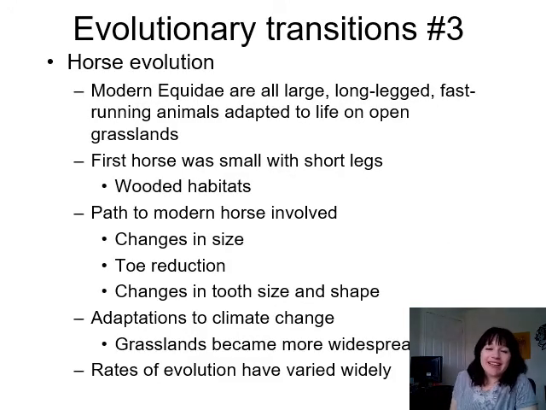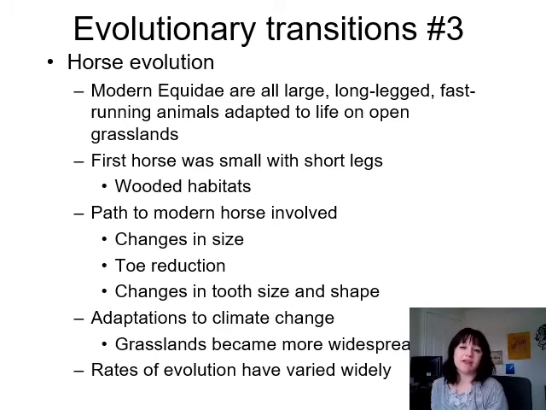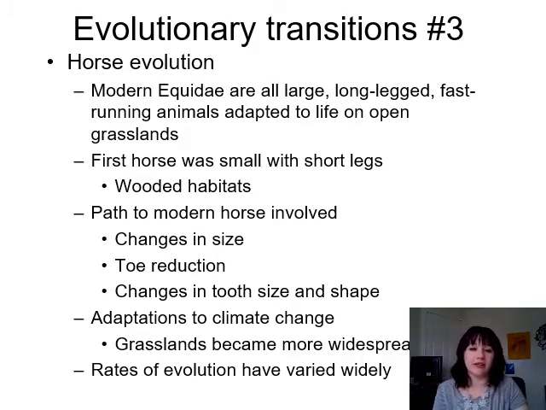So let's look at an example of horse evolution. This is a good example in which you could think that evolution occurred in a chain-like manner because we really have just one family of horses, Equidae. So these are the ones that you think of, right? They run really fast, they like to live in grasslands, they have long legs. However, the first horse, ancestral species, was quite small with short legs and was adapted for wooded habitats.